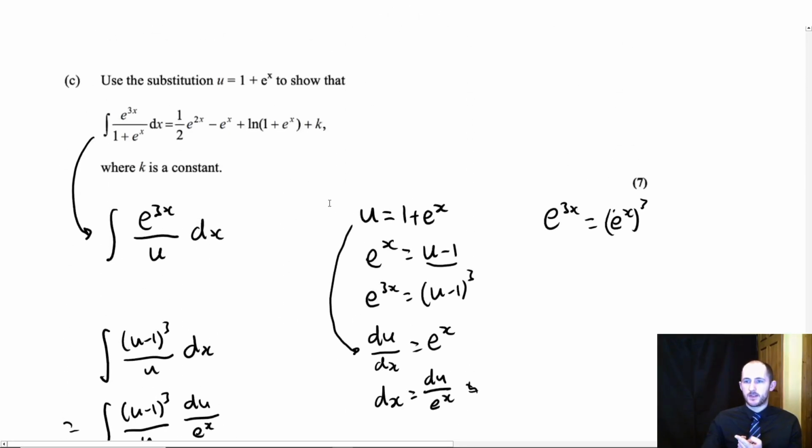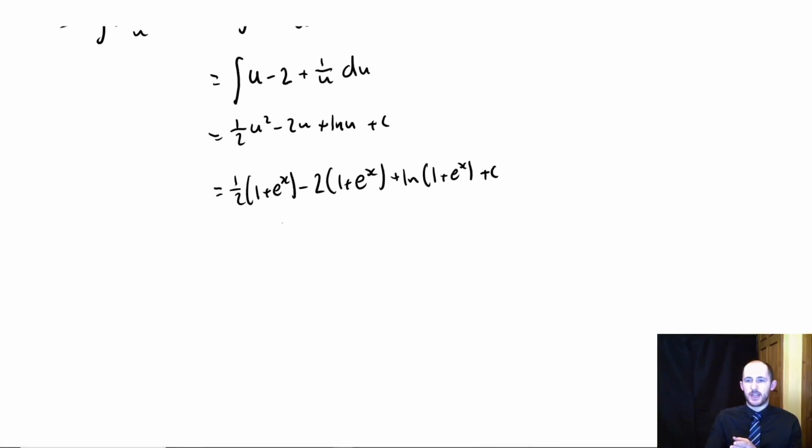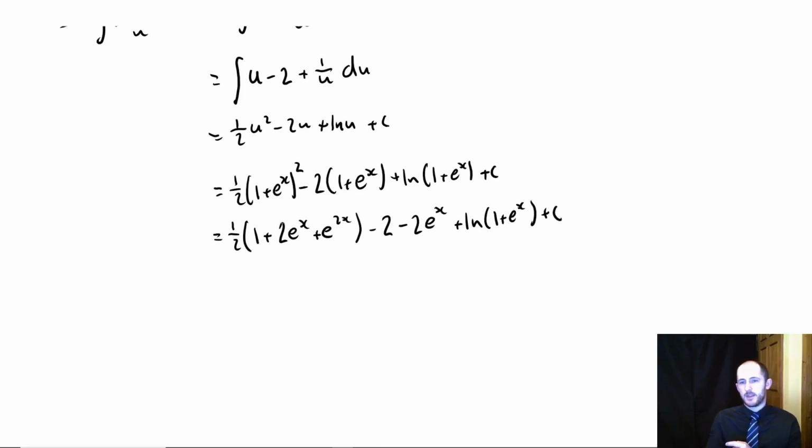And if I look back at my answer, it's getting closer, right? ln 1 plus e to the x, I have that. And I have some of the other pieces. So now what I need to do is actually expand them. So now I have a half. You have the 1, you have 2e to the x, and you'll have e to the 2x minus 2 minus 2e to the x plus ln 1 plus e to the x plus c.